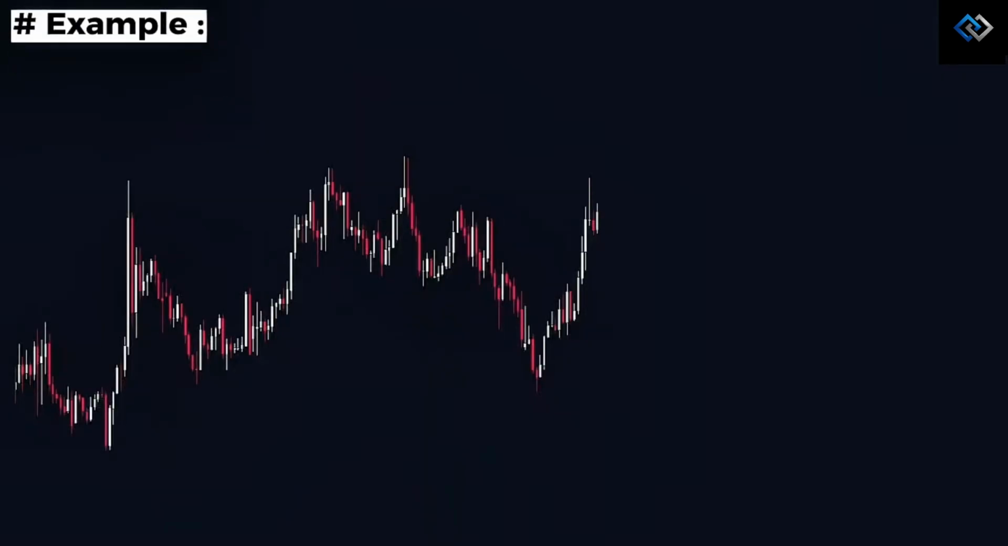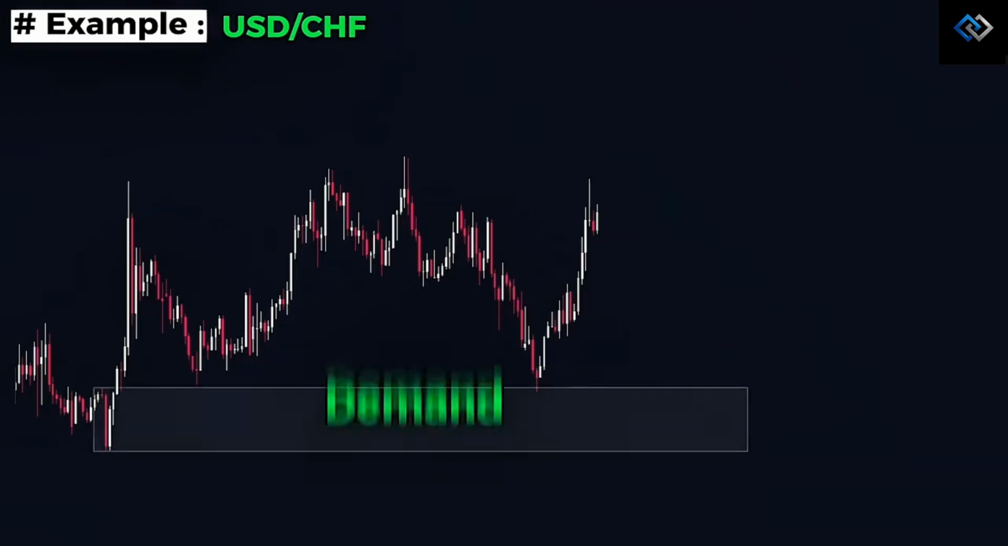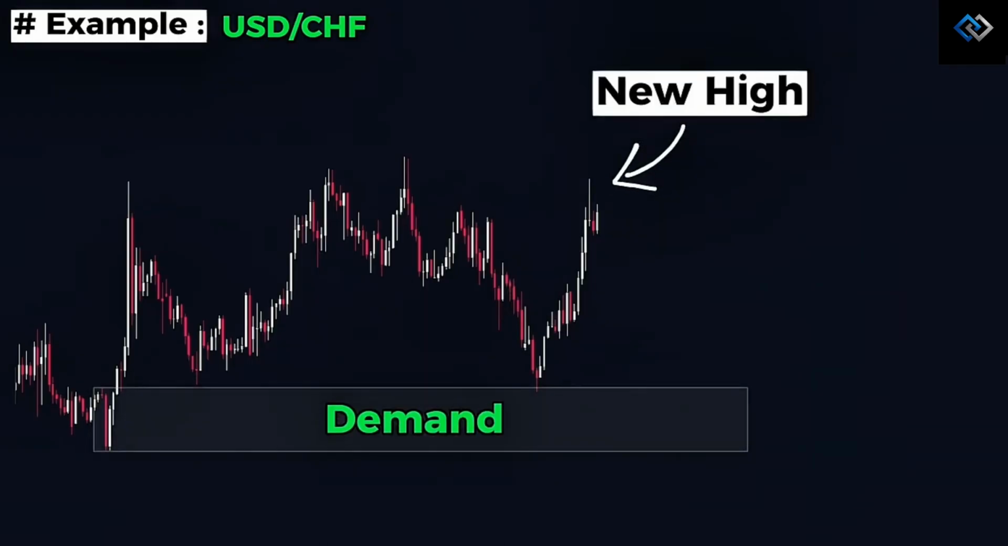Here we're looking at Euro CHF on the 5-minute time frame. Remember, this concept works across all time frames, upside after retesting a demand zone and then breaking into a new high. To understand how to apply confirmation here, let's analyze the structure step by step.